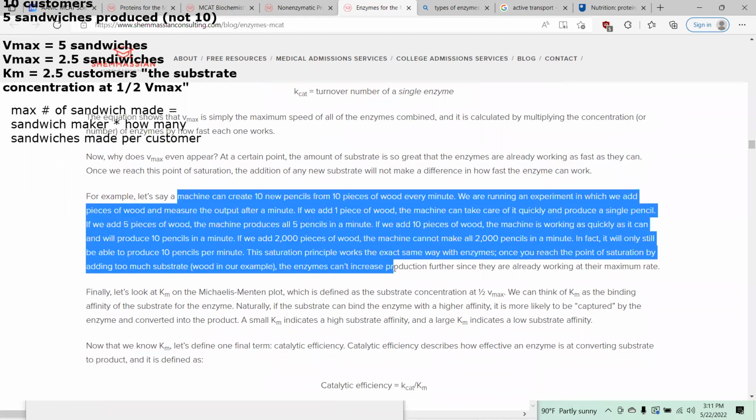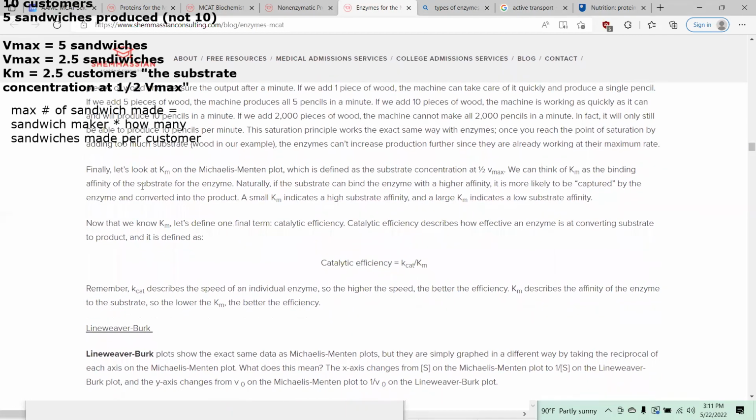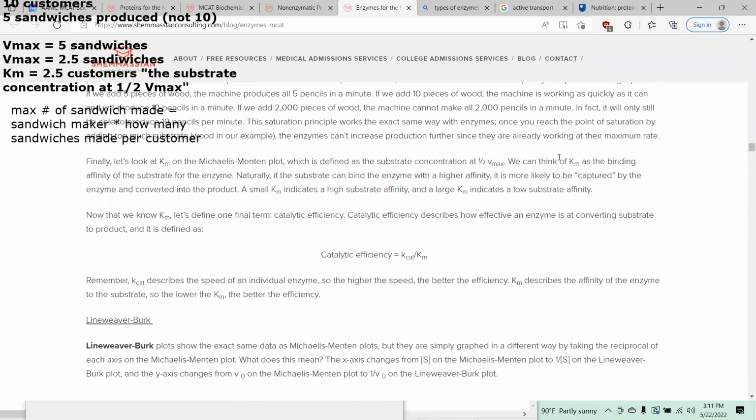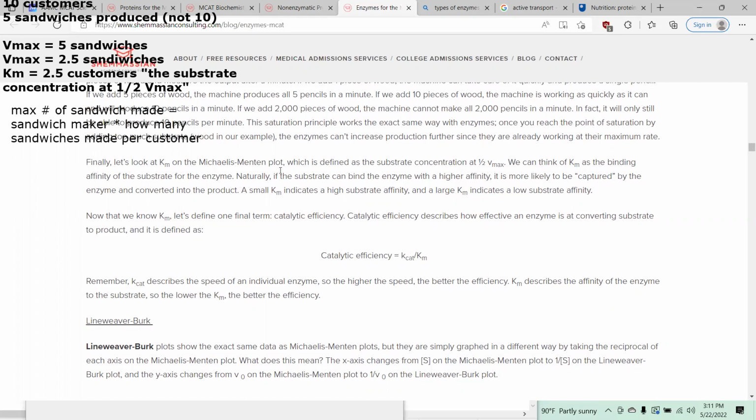And I guess this is another example, but with pencils and machines. I like sandwiches more. Finally, let's look at the Km on the Michaelis-Menten plot, the substrate concentration at 1/2 Vmax, right? So this is also really important. Km is the binding affinity of the substrate for the enzyme. A small Km indicates a high substrate affinity, and a large Km indicates a low substrate affinity. So let's look at the graph and convince ourselves why that makes sense.